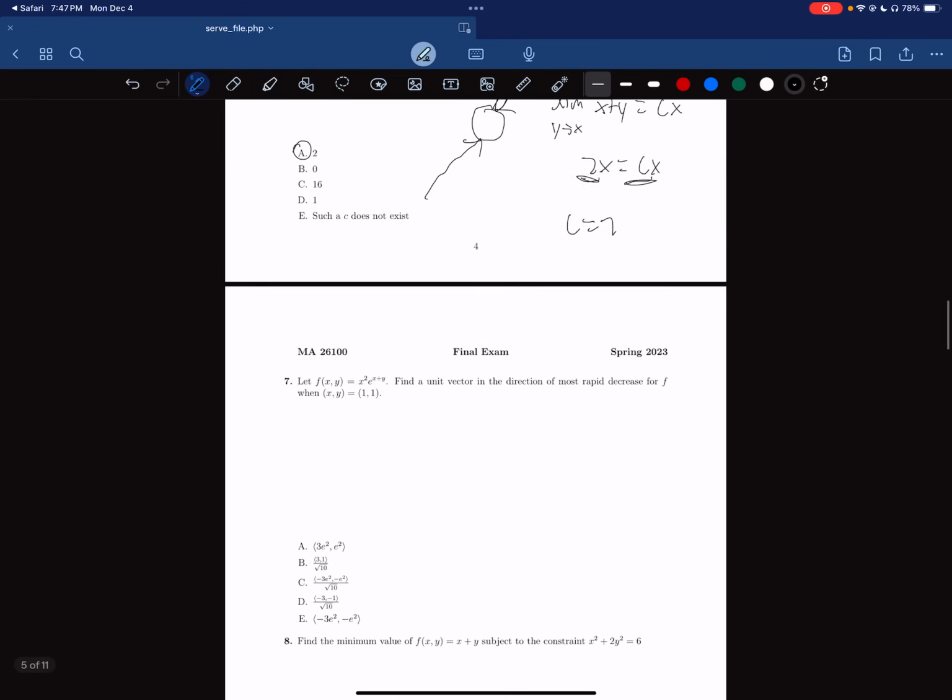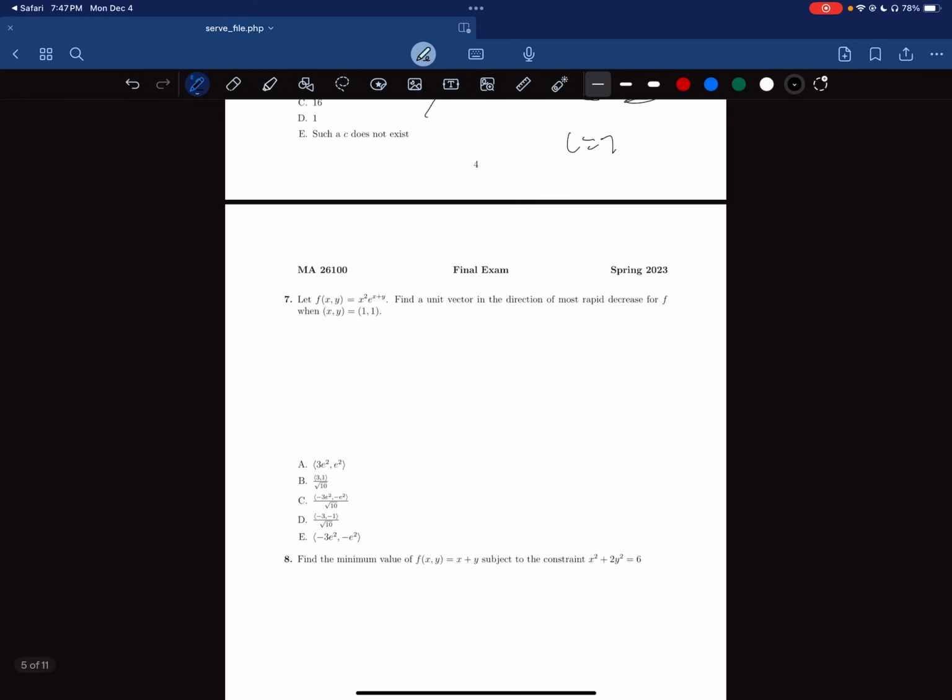Number 7, let f of x, y equal x squared e to the x plus y. Find a unit vector in the direction of most rapid decrease for f when (x, y) equals (1, 1). Okay, we know what we're looking for is grad f(x, y) over the magnitude of grad f(x, y), and the magnitude is to make it a unit vector, and of course it says decrease, so we need a negative sign in front. Don't forget that. That is very important, and you will get played by the test writers if you don't include that.